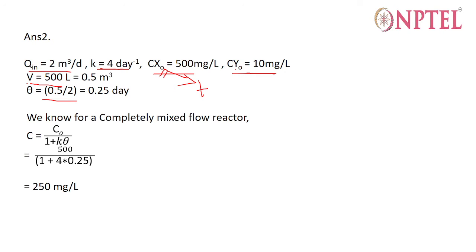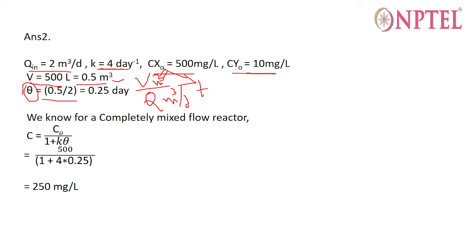So the volume is given. You can convert it into meter cube, right? And then theta, how will I convert theta? Theta is nothing but V divided by Q, right? This is the volume in meter cube, and Q was in meter cube per day, right? So that will give the HRT.